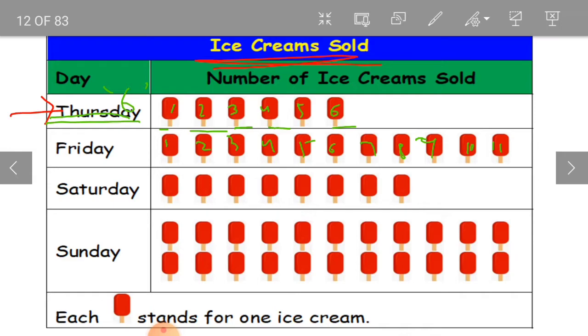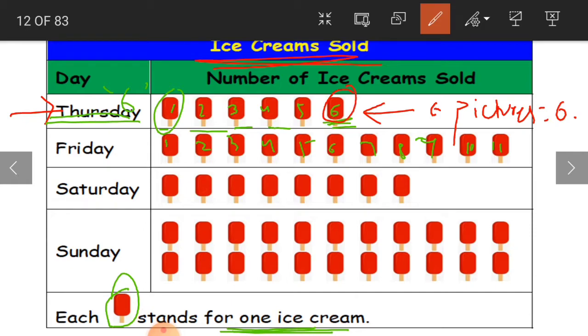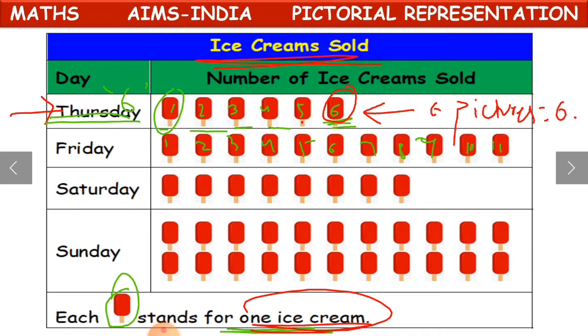So what are we able to understand? Each ice cream picture stands for one ice cream. There are 6 ice cream pictures. How many ice cream pictures here, children? Here we are having 6 ice cream pictures. And what is the actual number of ice creams sold? It is also equal to 6. So that means one ice cream picture is equal to one ice cream sold. One ice cream picture stands for one ice cream sold. So like this, depending on the number of ice creams sold, we have used the number of ice creams.